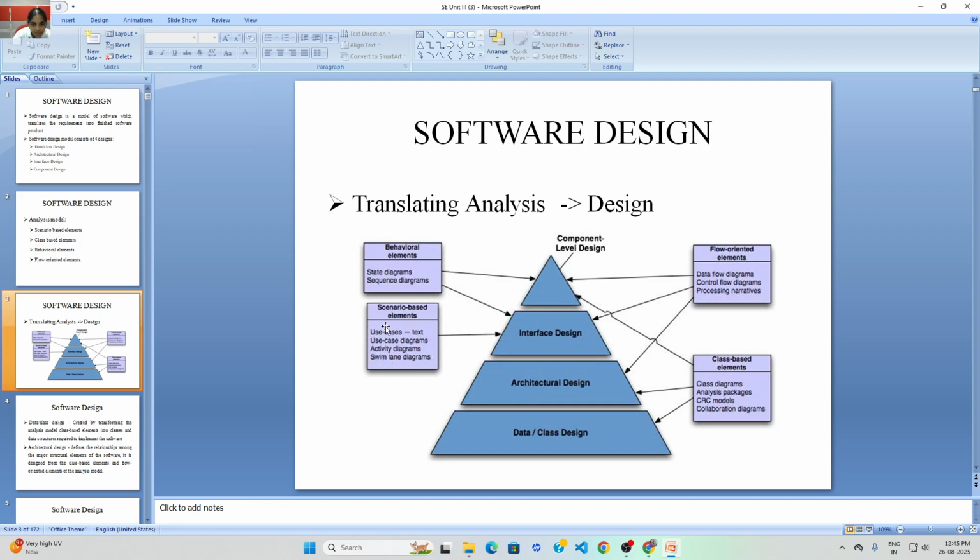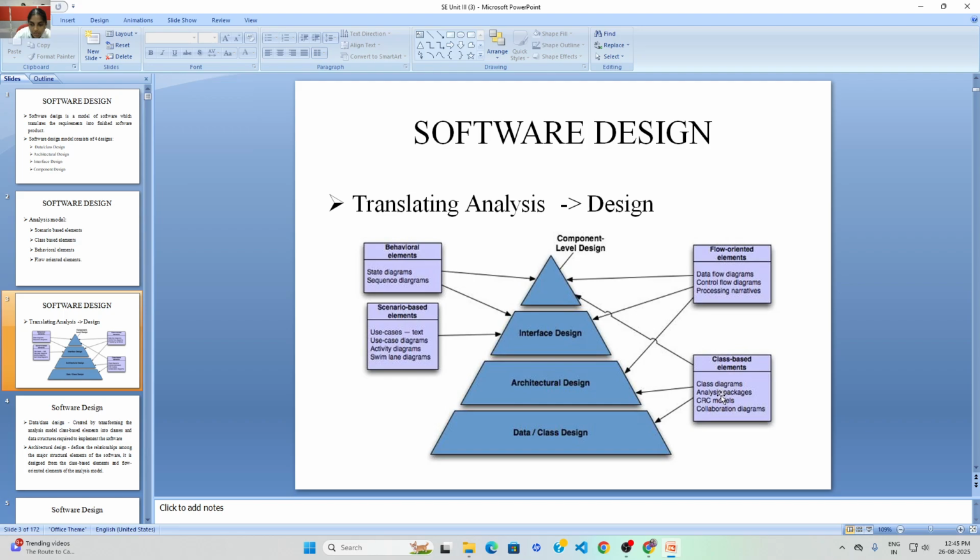here the behavioral element and the scenario based elements are related to the interface design. Then the flow oriented element is also linked to the interface design. Interface means it is the intercommunication between the system and the users. Okay, these are all linked to the interface. Then here component level design also. Then architectural design means class based elements and flow oriented elements. These elements are linked to the architecture because here we can design it into the overall.